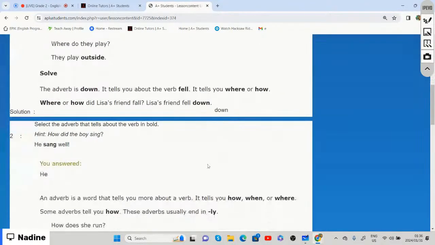It says here, select the adverb that tells you more about the verb in bold. And the hint is how did the boys sing? So how did the boys sing? So we need to select the adverb that tells us about the verb in bold.